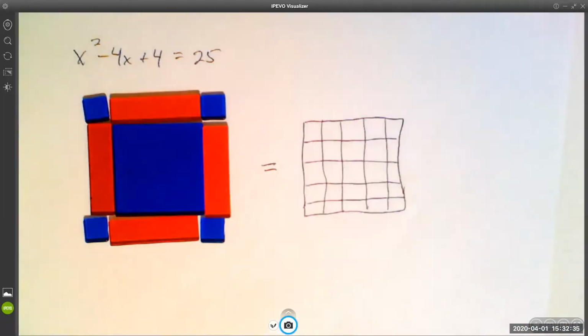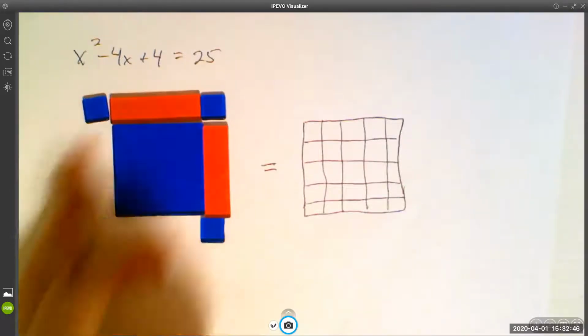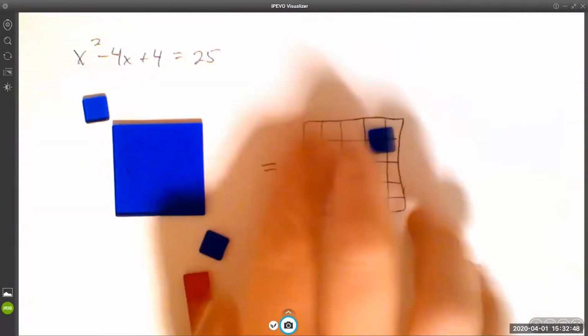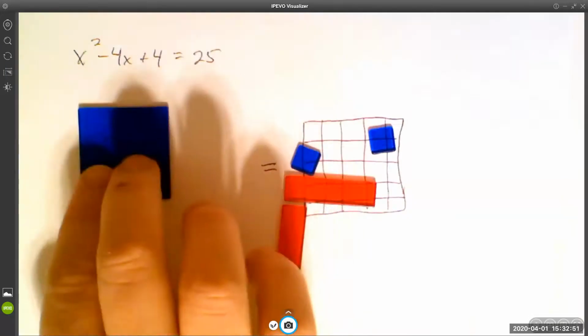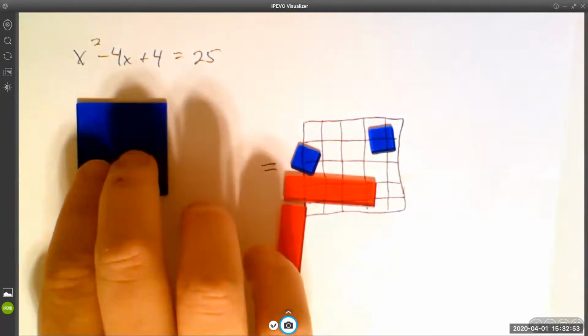Okay, so there are my 25 units, right? Okay, so that's one way that you could do it. Let me show you another way that you could set it up. So another way that we could arrange the tiles into a square. And this is kind of like the way that I'm going to do it most of the time.